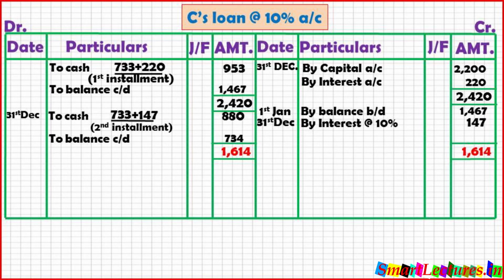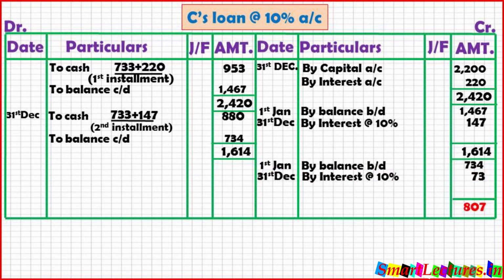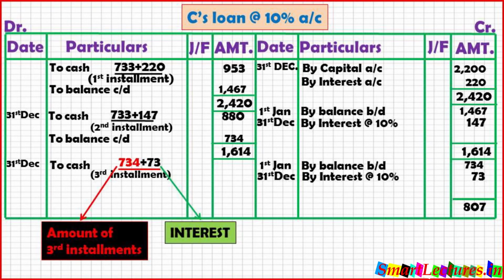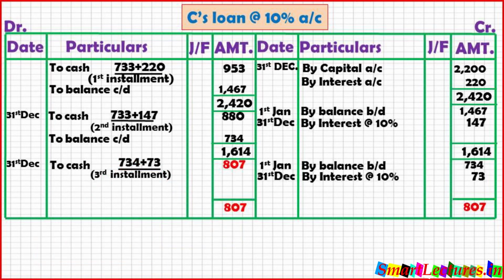Now next year on 1st January by balance BD 734, and on 31st December by interest we have to calculate the interest 10% of 734, that is 73, total 807. Now come on the debit side 31st December to cash, in the bracket you can write down third installment, and in the inner column in the next line you can write down 734 plus 73, because 73 is the interest and 734 is the amount of third installment, that is 807. In this way there is no balance CD, account has been closed.